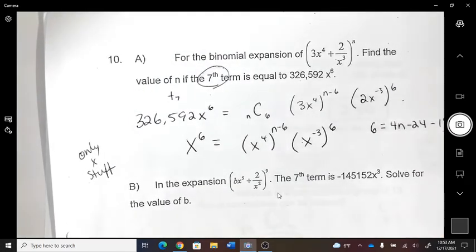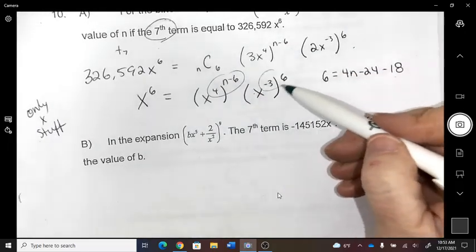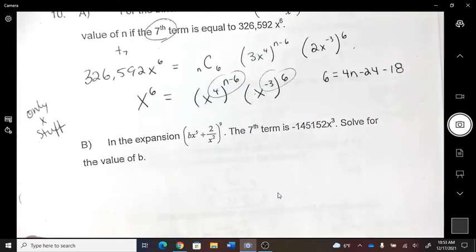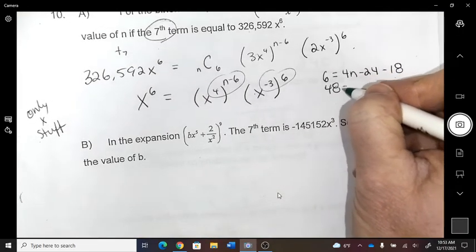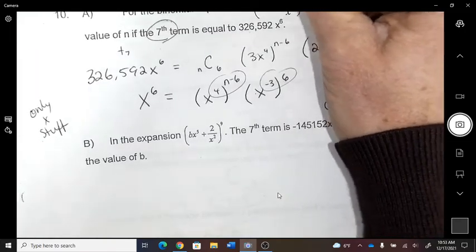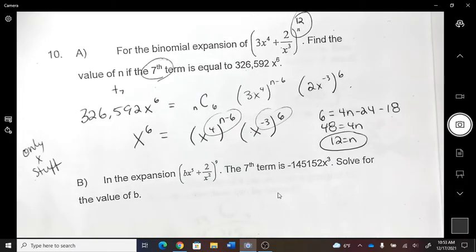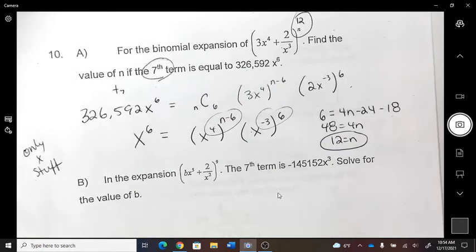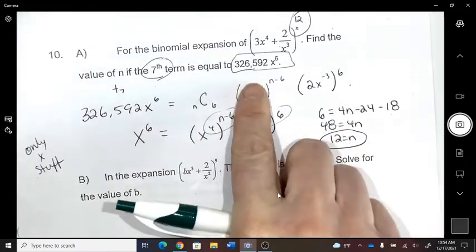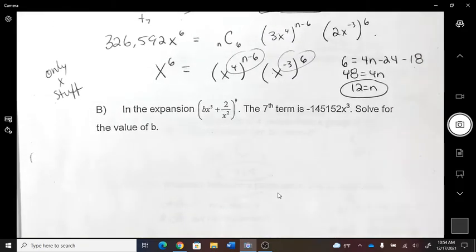Okay, so just exponents. 6 equals 4n minus 24 minus 18. Those are just the exponents, right? 4n minus 24 and a negative 18. So 48 equals 4n. So that would have had an exponent of 12 on it then. So basically, when they gave you the whole term, that was irrelevant information. I didn't really need that. But this one I will.